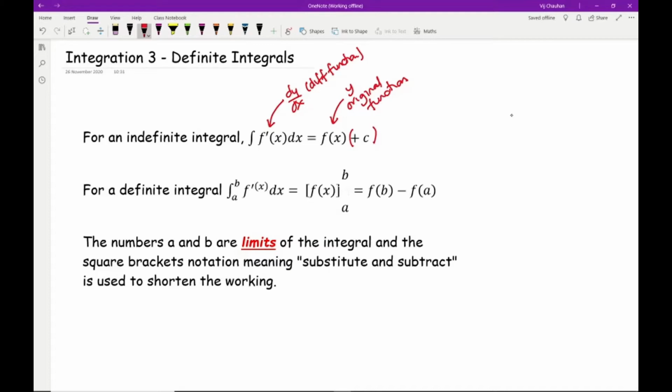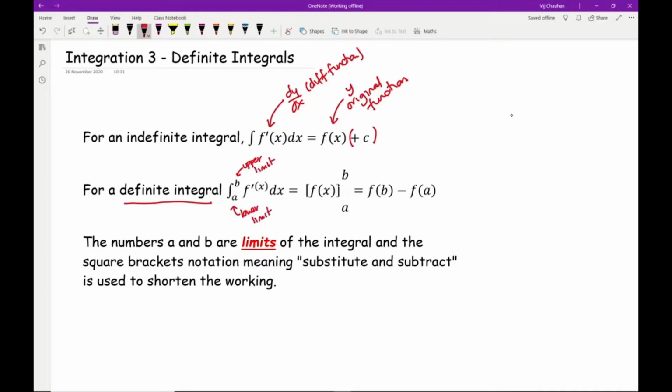Now, when we're dealing with definite integrals, this is when we are actually working out the values contained within that function, that differentiated function. This is what we call a definite integral, and this is where you've got two limits just above your integral. Now, this is your upper limit, which is written on the top, and our lower limit is written at the bottom.